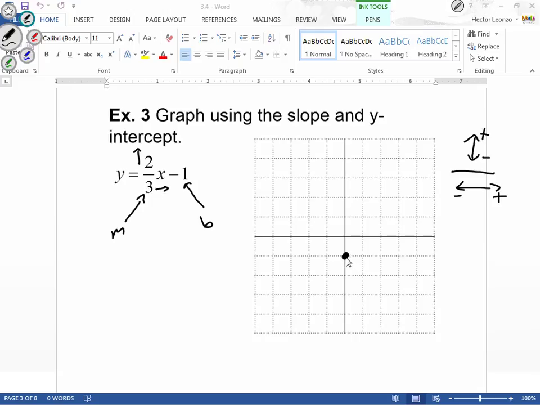So from the point where we started, I'm going to move 2 up and 3 to the right, and that gives me another point of the line. Now I'm just going to connect my points the best that we can, and that's my line. That's my line, y equals 2/3 x minus 1. Once again, I started with the y-intercept, so I begin there, and my slope tells me how to move.